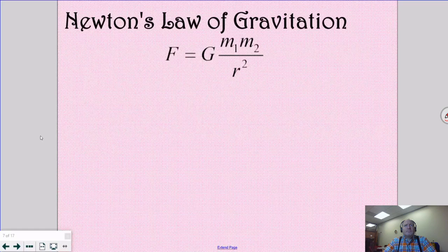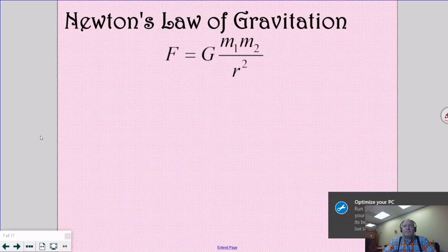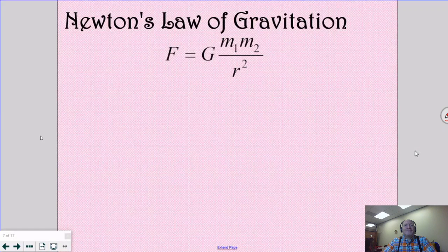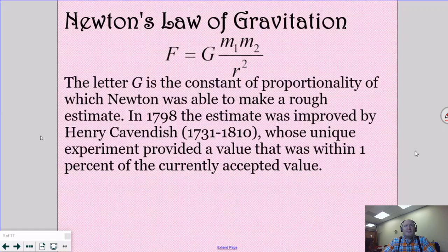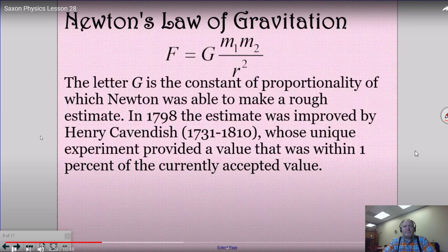So this is Newton's law of gravitation. F equals G m1 m2 over r squared. So G is your constant of proportionality. And he made a rough estimate of it. And it was greatly improved, but Newton did estimate it pretty accurately. In 1798, the estimate was improved by Henry Cavendish, whose unique experiment proved a value that was within.